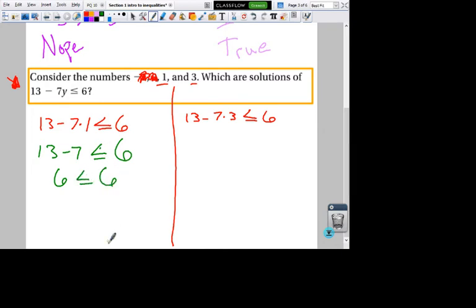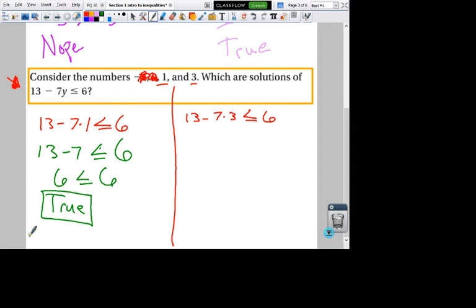Richie, is this true? Is 6 less than or equal to 6? Is that true or false? False, because it's not less. But what's that extra line mean? Or equal to. So it's less than or equal to. 6 is equal to 6, which means this is true. Oh, then I got it right. Alright, so let's keep going.